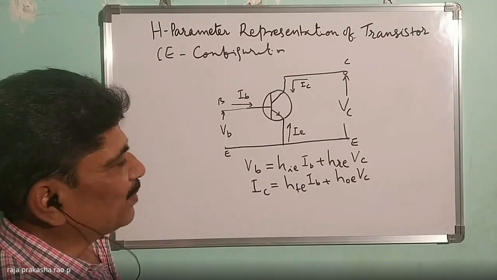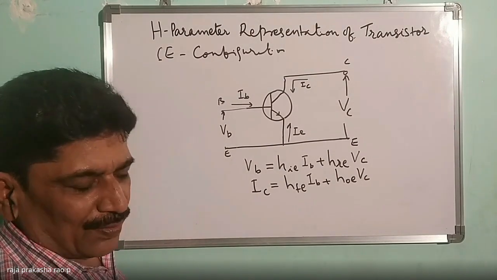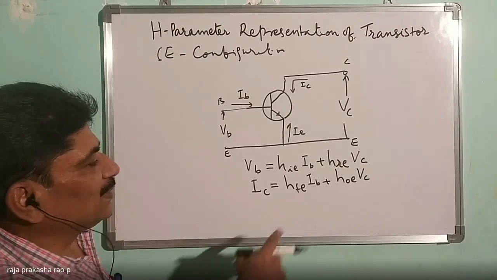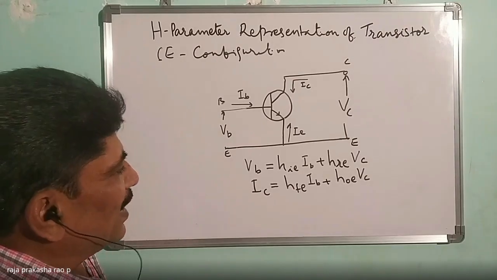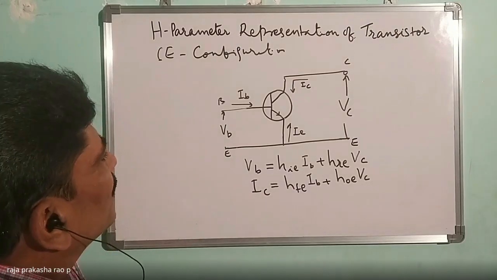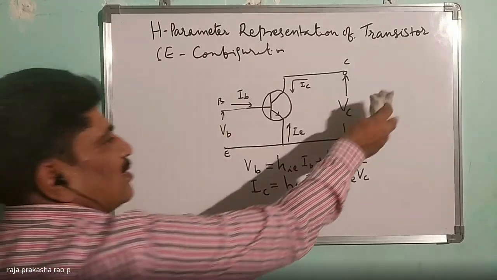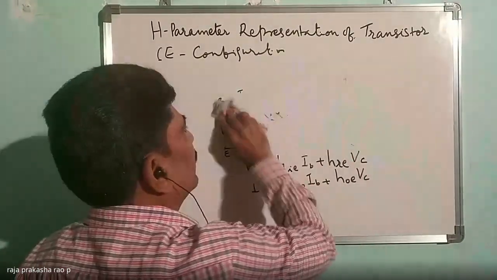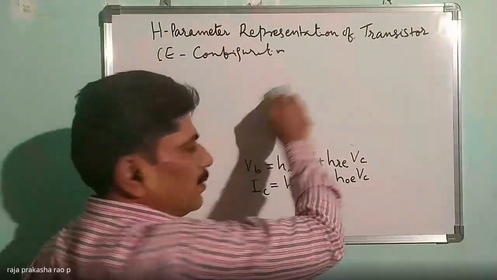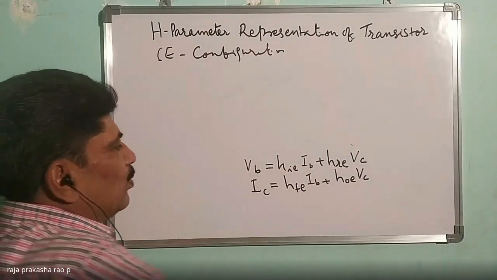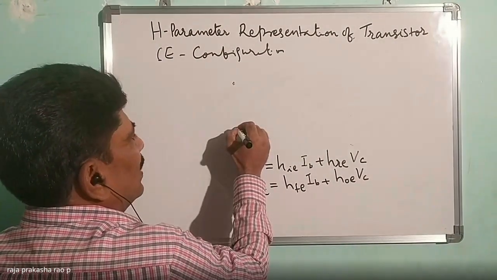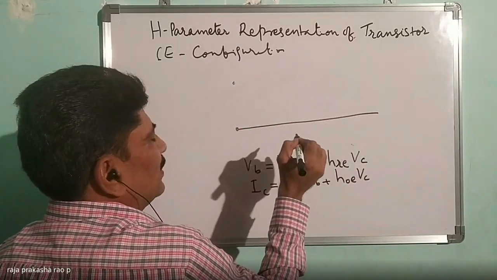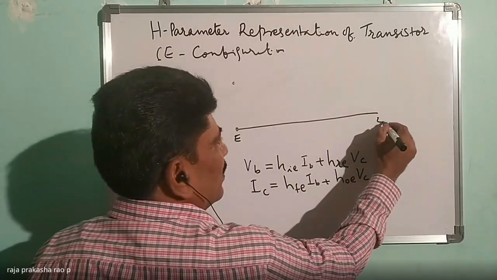Now, what is the next step? The next step is you have to draw the circuit. Just now I have shown how to draw the circuit without the suffix E, B or C; you just add E to that. I'll draw the circuit using these two equations. The input voltage is VB, across two terminals. Here E is common, the common emitter, so draw it like this.